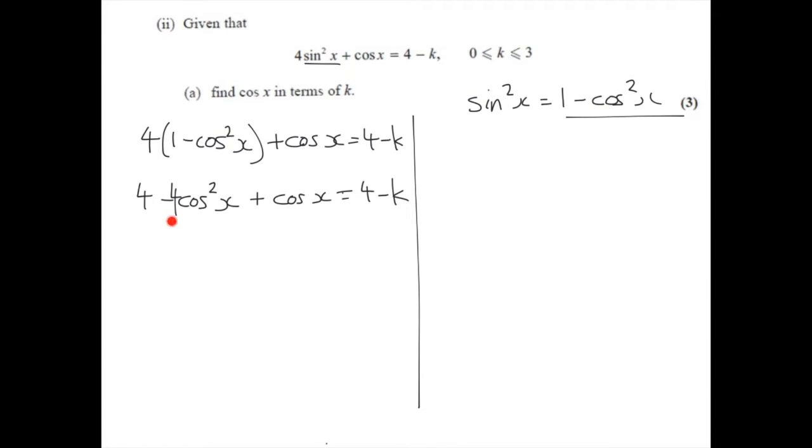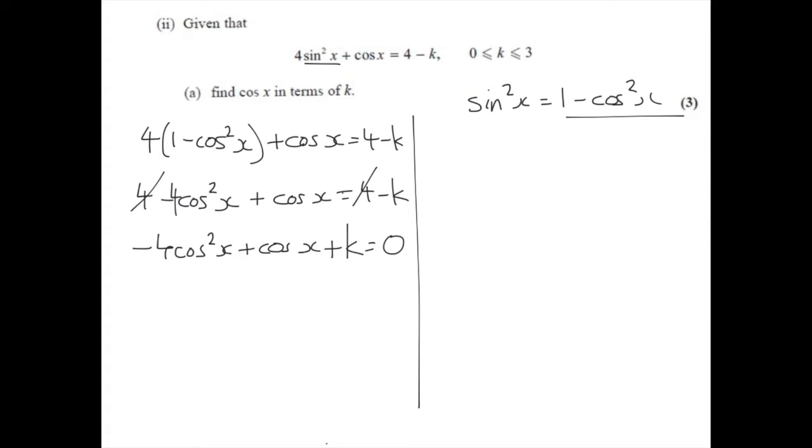Now hopefully you'll see that we've got a cos squared x and we have a cos x here, which sort of looks like we're getting towards a quadratic equation. So if we bring everything over to one side, taking the 4 minus k over to the left hand side, we're going to end up with minus 4 cos squared x plus cos x. Taking that 4 over to the other side is going to cancel out the 4's, adding the k, so plus k equals 0.